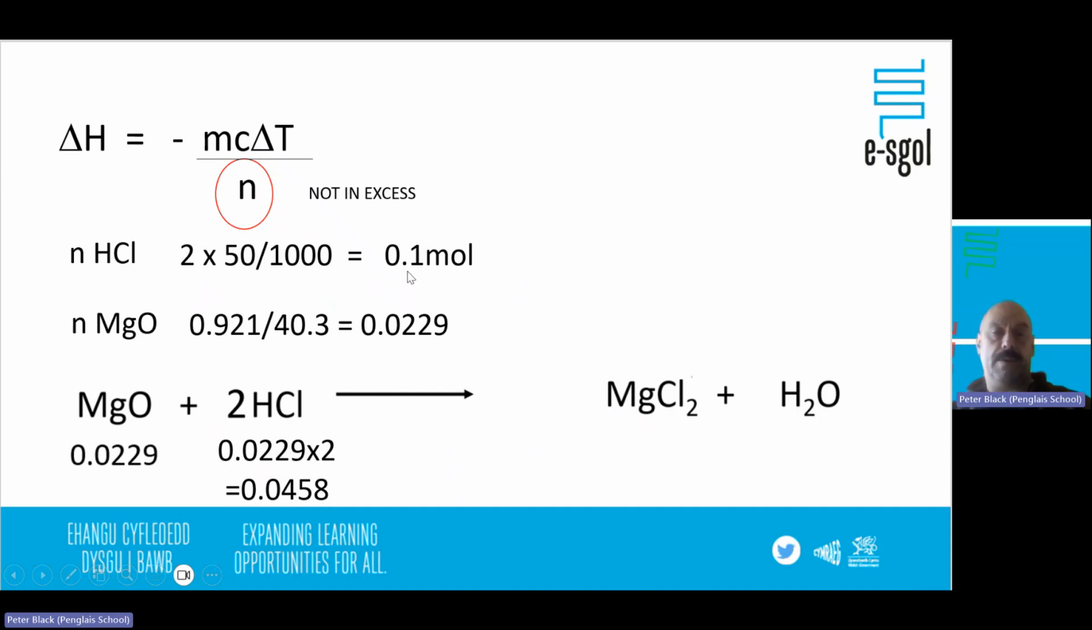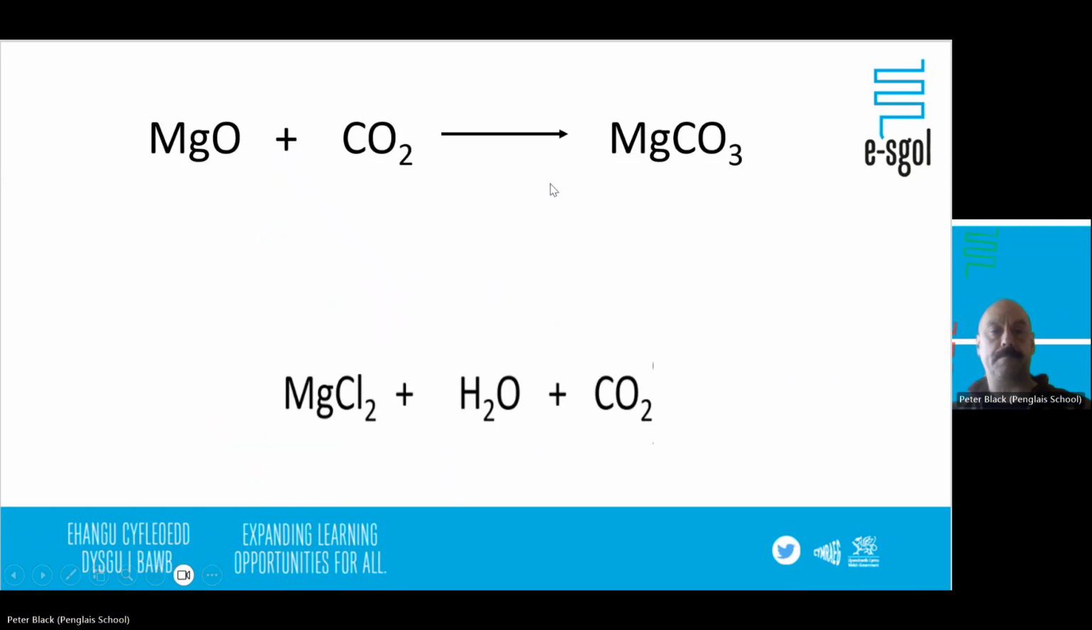Well, we've got pretty much, well, over double that. So we definitely don't want to use this value as N. And that is something that you may be asked in examinations. I have seen them ask you which value to use, so which ones are not in excess.